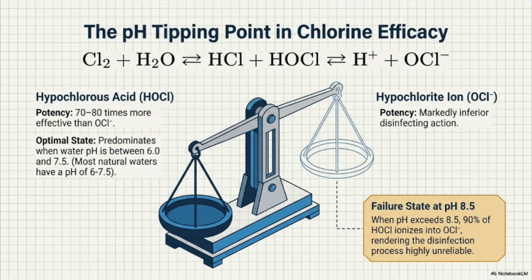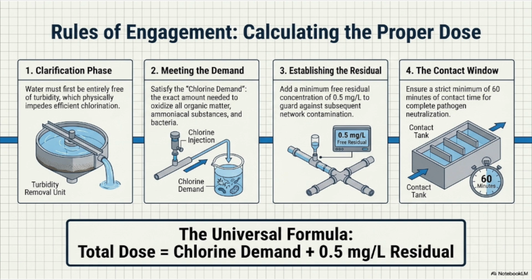highly unreliable. Now, let us understand the rules of engagement for calculating the proper chlorine dose. This involves 4 steps. The first is the clarification phase, where water must first be entirely free of turbidity, since turbidity physically impedes efficient chlorination.